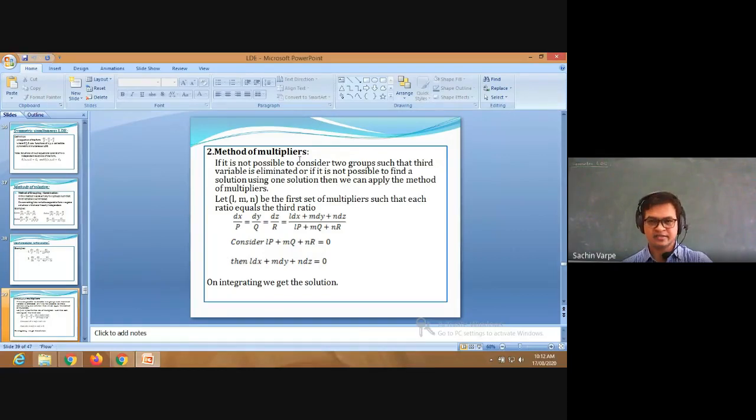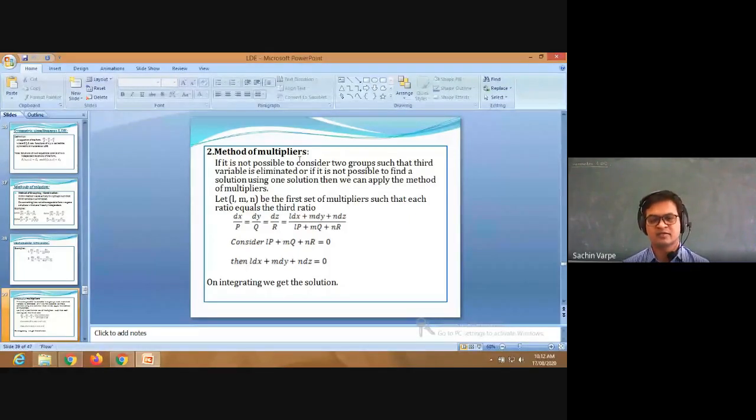So by considering such a set of multipliers, we are trying to find the only two independent solutions, and those multipliers must be linearly independent. If you consider linearly dependent multipliers, then you'll get a linearly dependent solution, and that is of no use, isn't it? So to get the linearly independent solution, our multipliers must be linearly independent. So this is how the method of multipliers works.